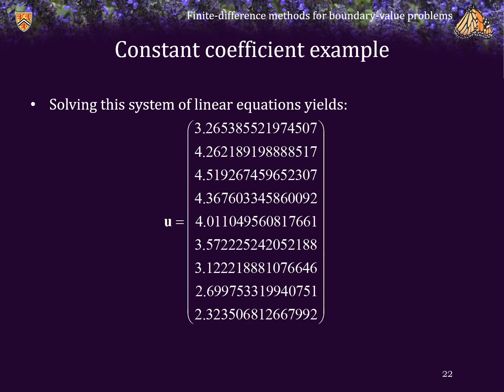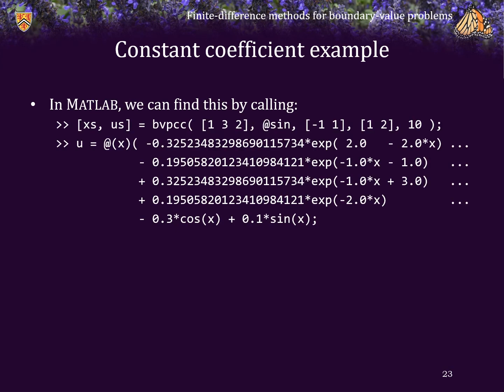Solving this system of linear equations yields the following vector. So, for example, the first entry is our approximation of u at -0.8. This entry is our approximation of u at 0.4. Now in MATLAB, we can call this solver boundary value problem with constant coefficients, where the first vector are the constant coefficients of the second derivative, the first derivative, and the unknown function u of x. The second is the forcing function, which in this case is simply sine. And then we have the endpoints a and b, -1 and 1, and the boundary values in this case, u at -1 was 1 and u at 1 was 2. We're splitting up the interval into 10 points.